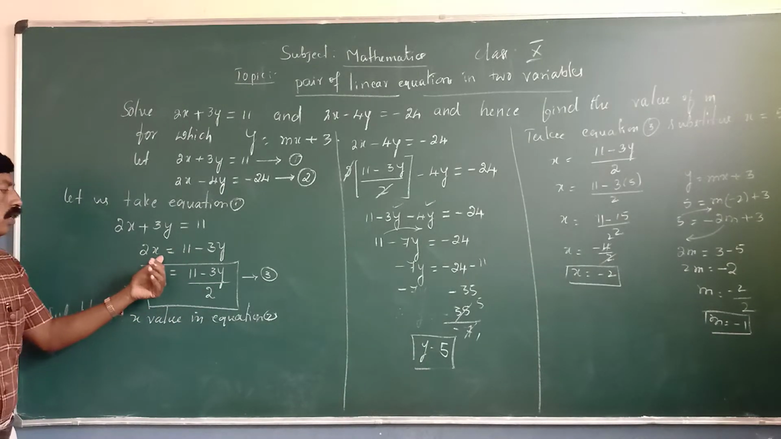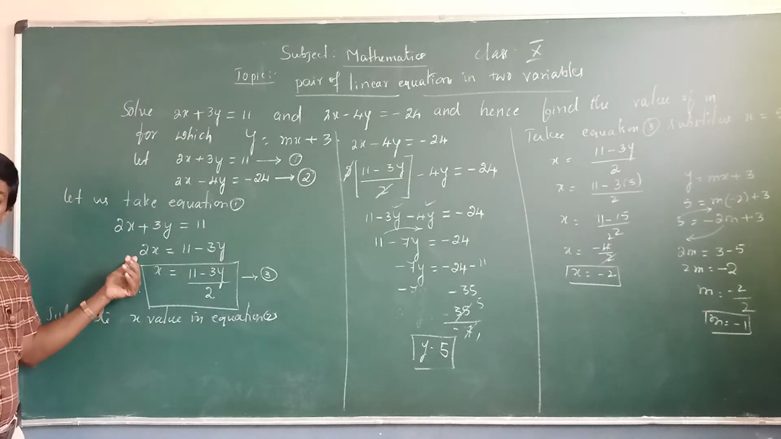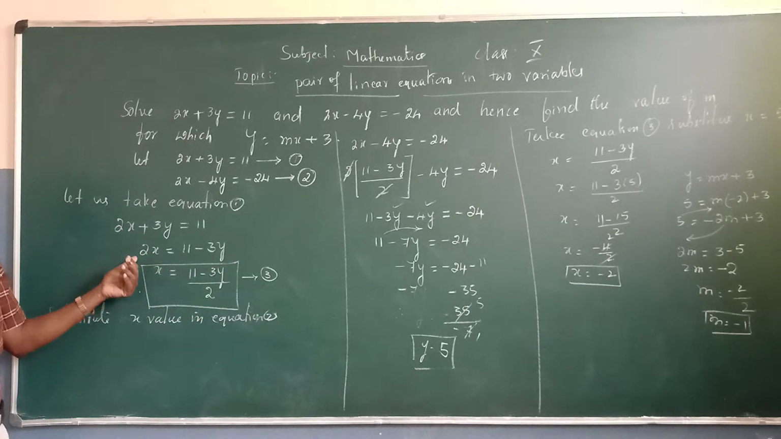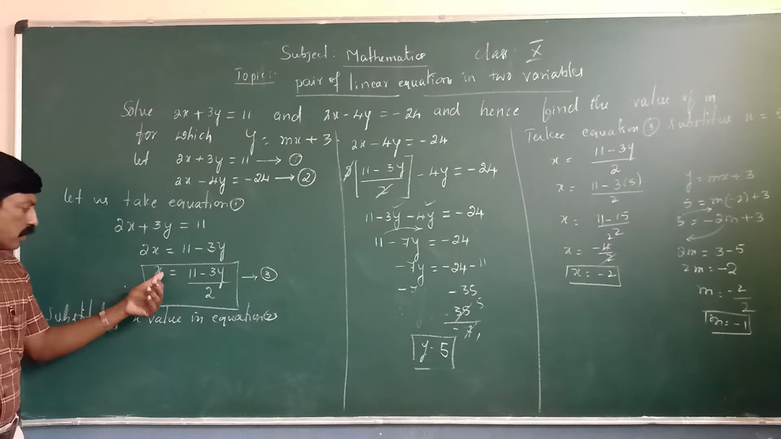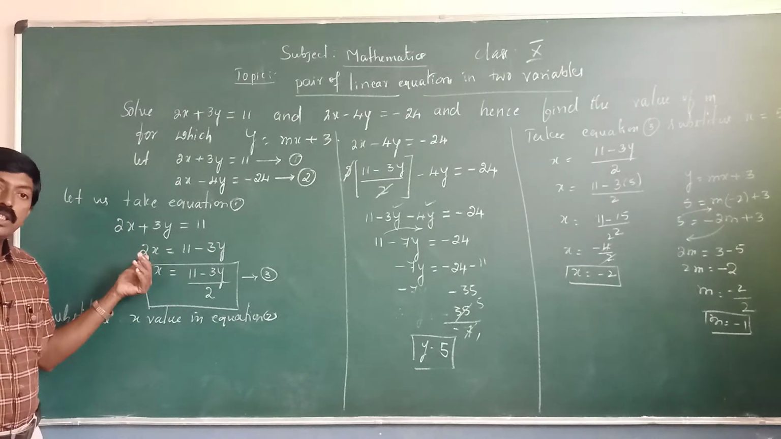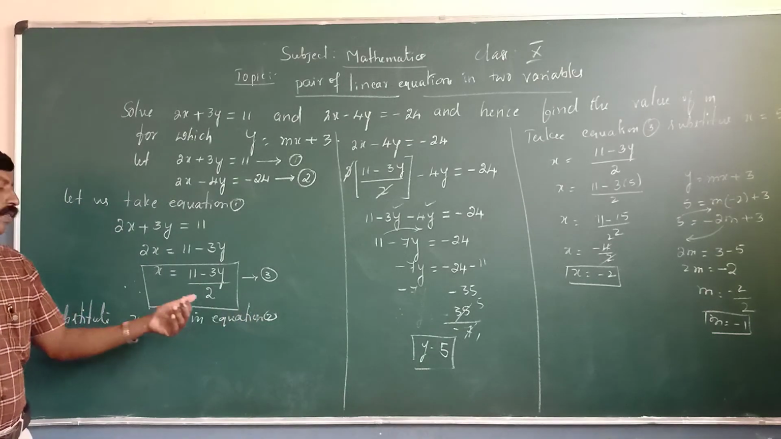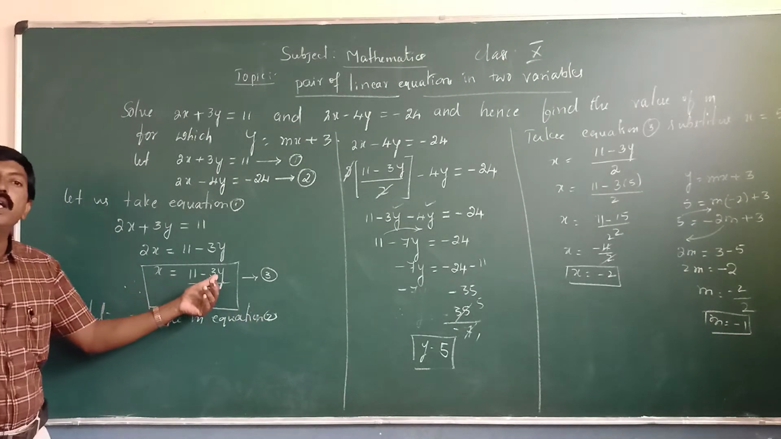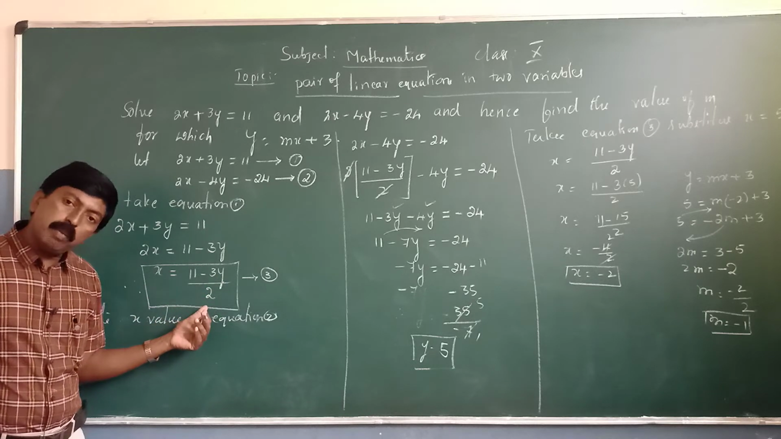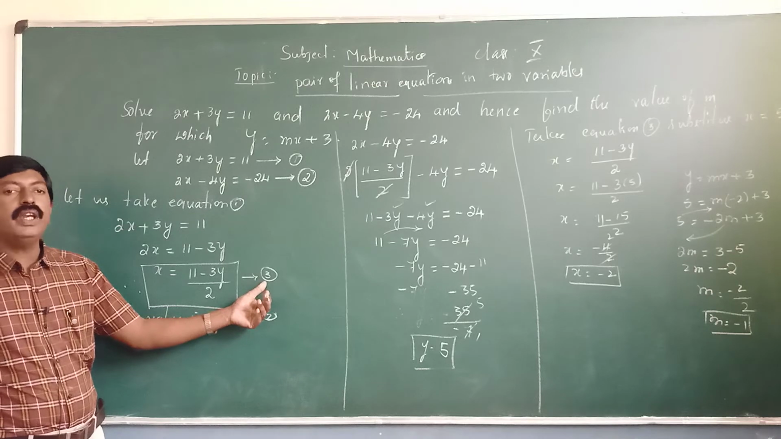Now 2x is equal to 11 minus 3y. So we don't want the 2x value. We have to calculate the x value. For that x is equal to 11 minus 3y. Here a product sign is there. That's why it will go to the denominator of the RHS. Therefore x is equal to 11 minus 3y divided by 2. Call this equation 3.